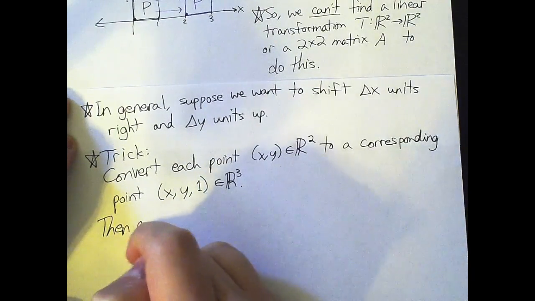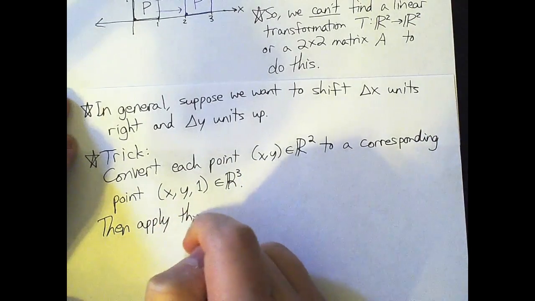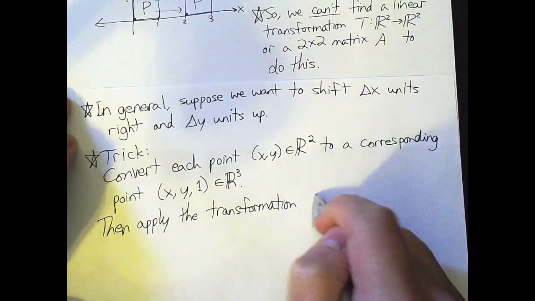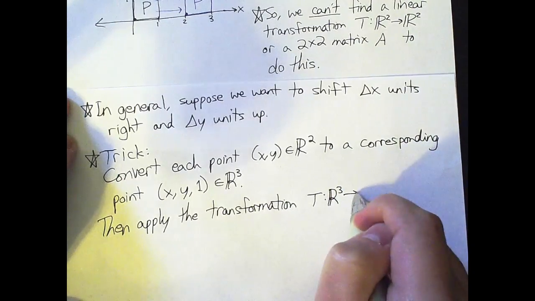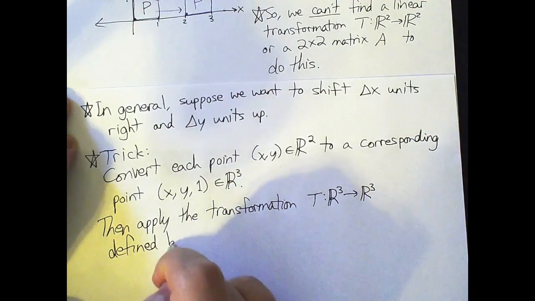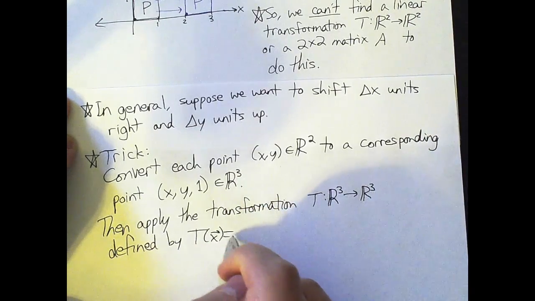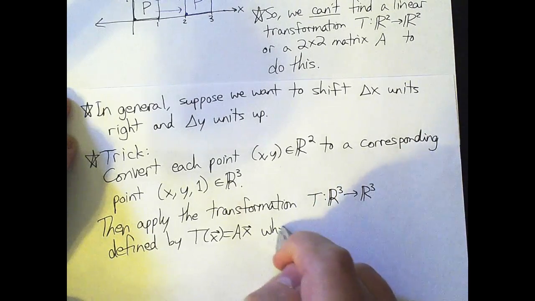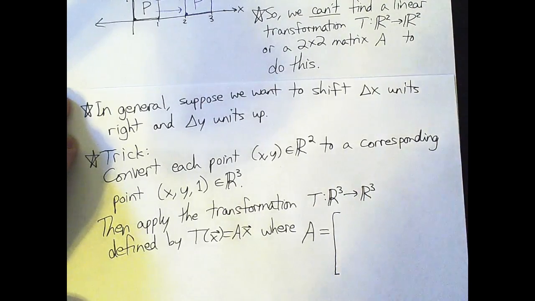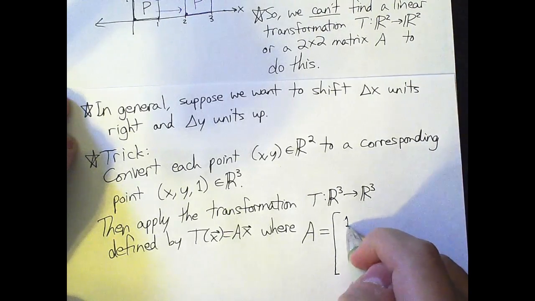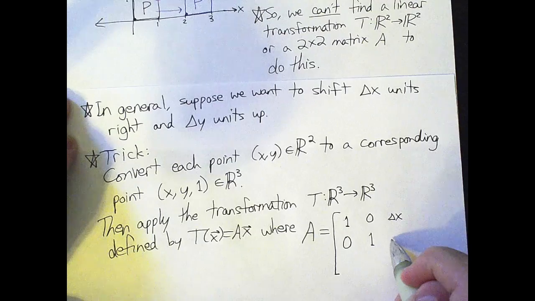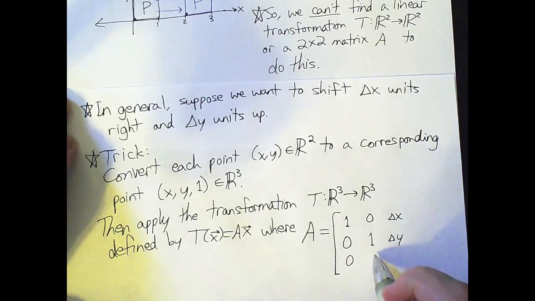Then apply the transformation T from R3 to R3 defined by T of x equals Ax, where A equals, well, I guess I'm just going to tell you the matrix here. 1, 0, delta x, 0, 1, delta y, 0, 0, 1.